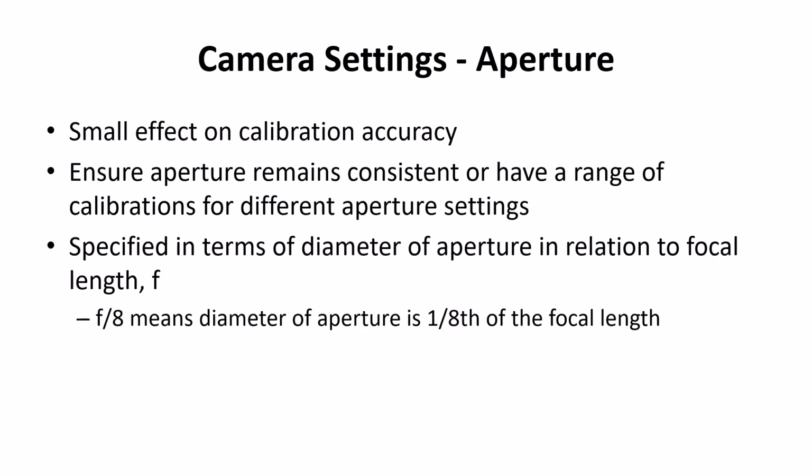Your camera will have a variable aperture. And so the aperture that's used to capture the image could have a little bit of effect on the accuracy of the calibration. It has an effect on the crispness and clarity of the images at the pixel scale of your images.